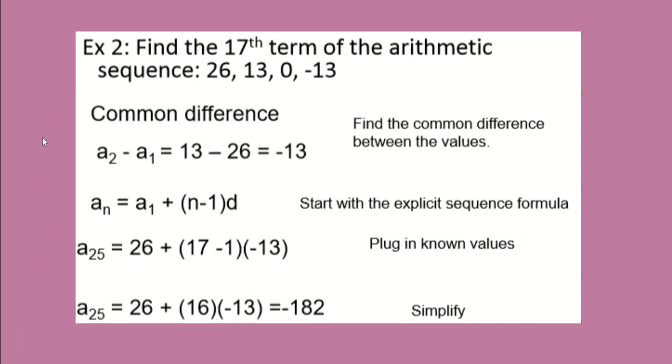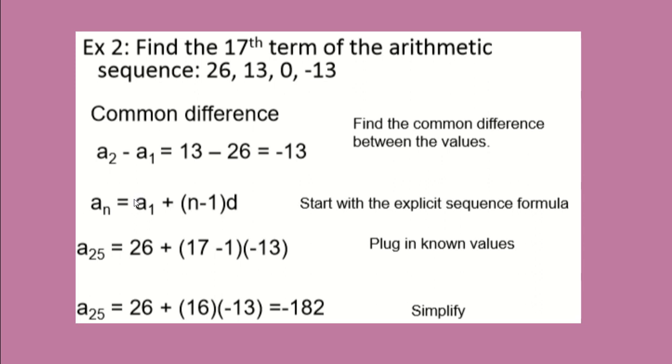Here's another example. If we're finding the 17th term, again, same thing, we're finding the common difference. So looking at our first two numbers, 13 minus 26 is negative 13, so we're going down. We're adding a negative number, or we're subtracting. So that's going to be our d.